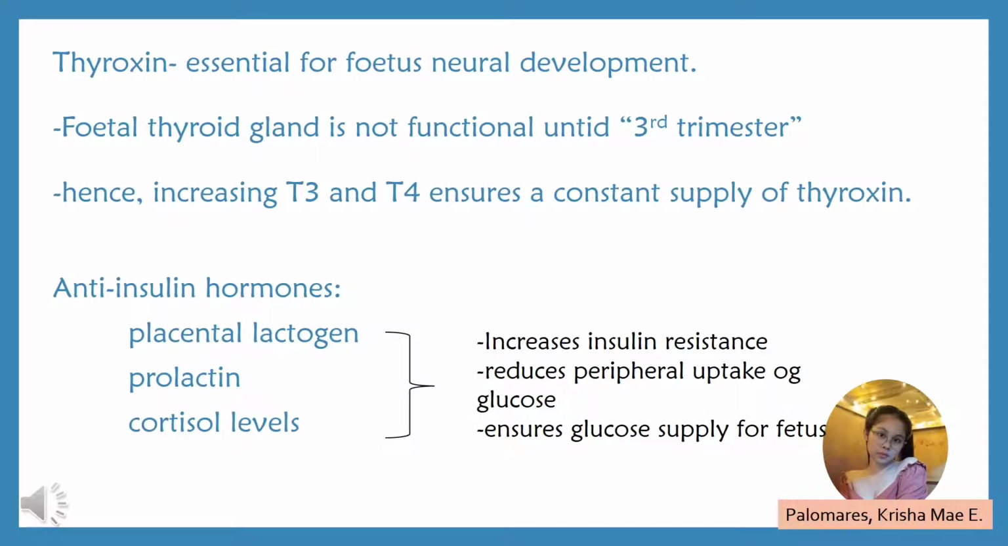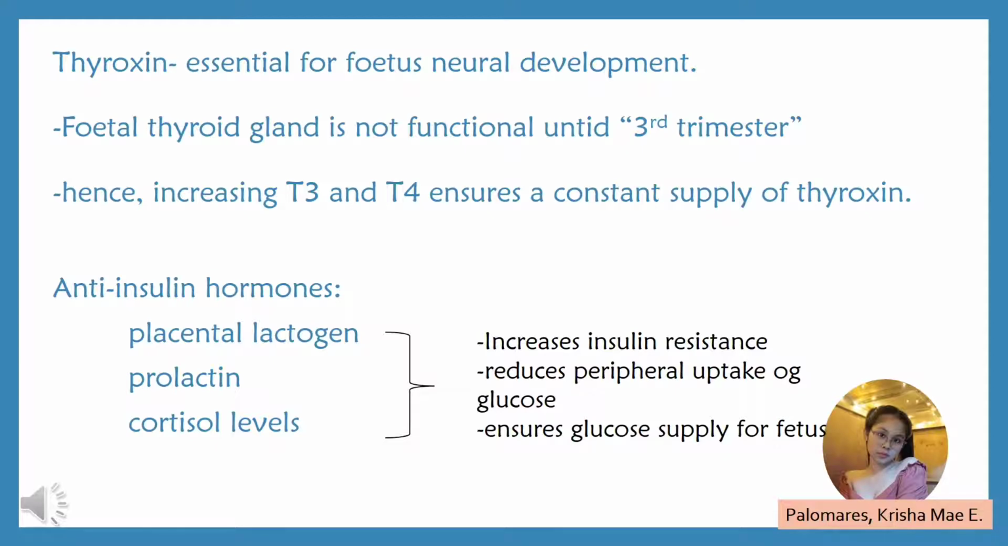Thyroxine is essential for the fetus' neural development, but the fetal thyroid gland is not functional until the second trimester of gestation. Hence, increasing T3 and T4 levels in the mother ensures that there is a constant supply of thyroxine for the fetus early in pregnancy.